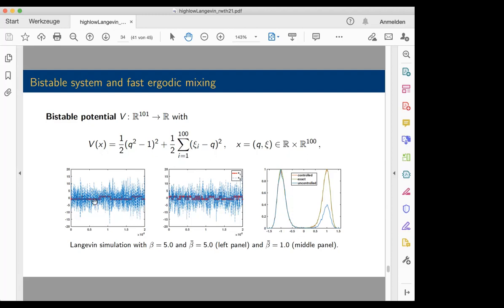We played around a little bit and tried to empirically estimate an optimal temperature ratio, which in this case turned out to be equal to 5, for the parameters we were using.